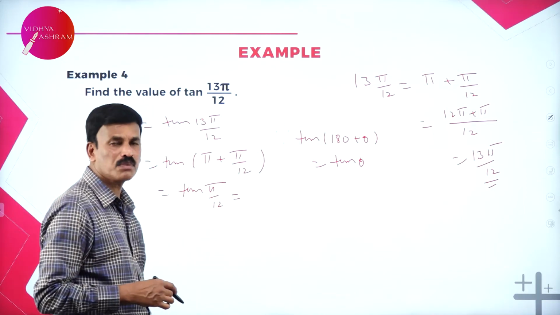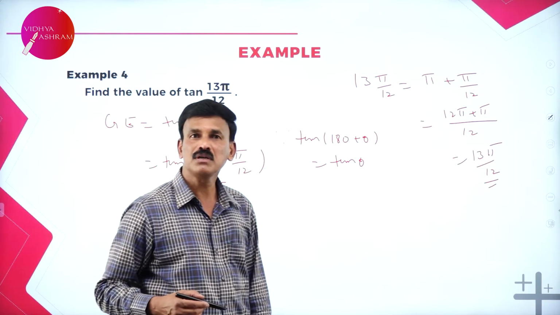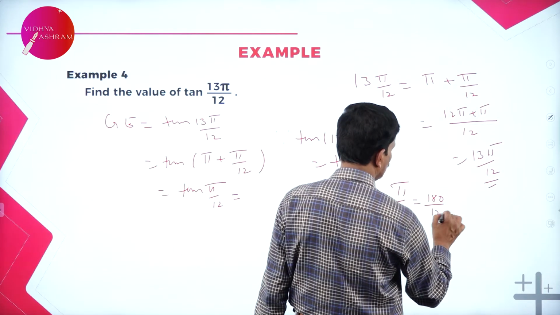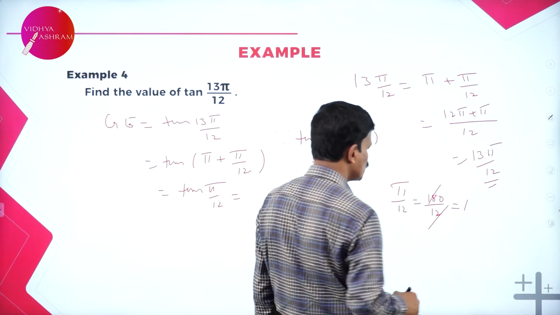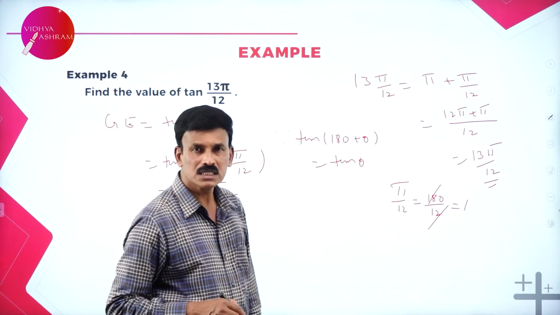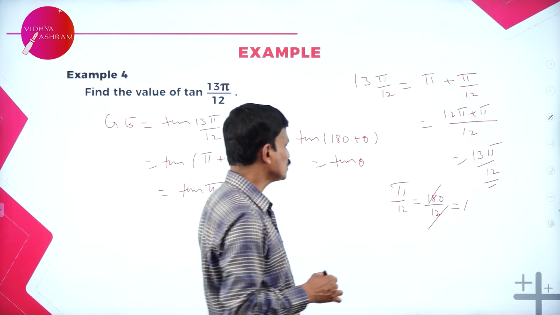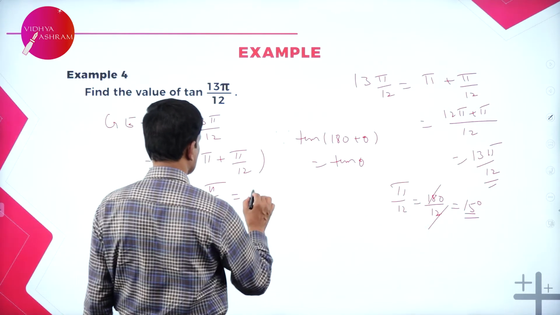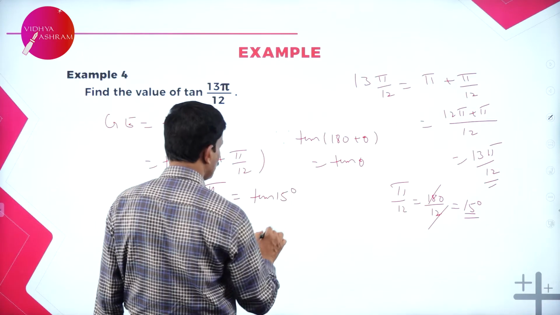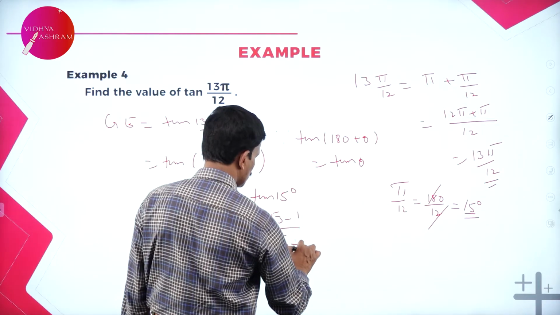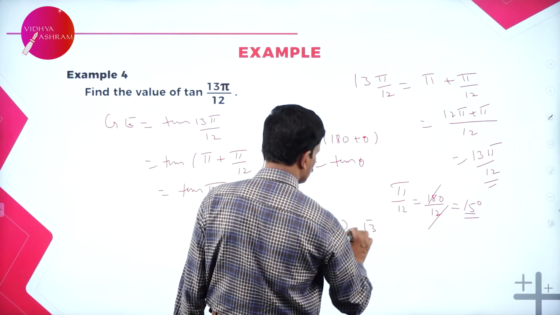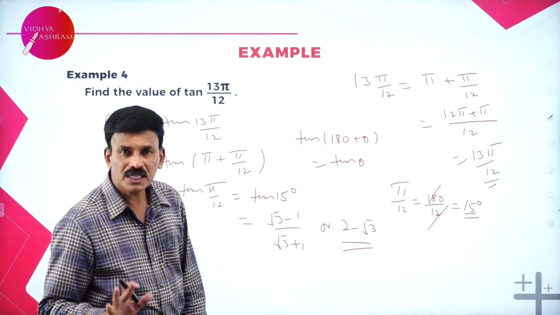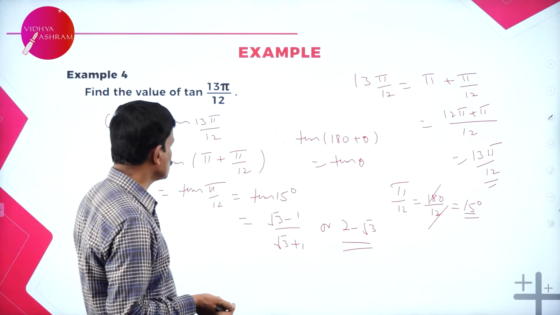Now simplify this pi by 12. What is the value of pi by 12? Pi by 12 means 180 divided by 12. So divide it: 12 ones are 12, and 60; 12 fives are 60. That means 15 degrees. Tan of 15 degrees. So you know what is tan 15? Root 3 minus 1 by root 3 plus 1, or this is also equal to 2 minus root 3. That's it. This is the simplified answer. Just substitute the value of tan 15 degrees. Now let us come to the next problem.